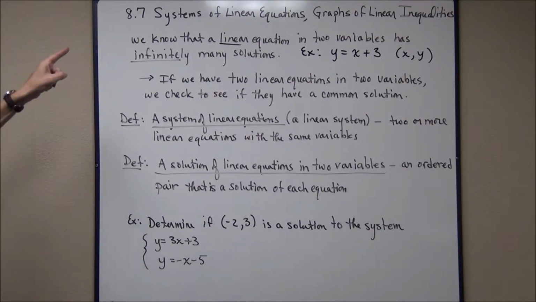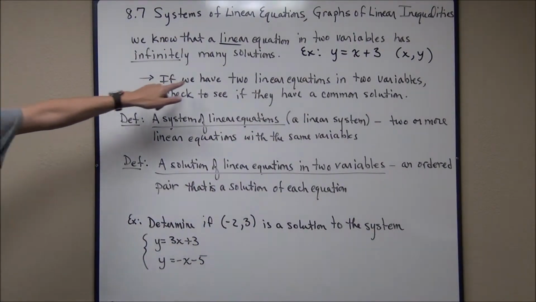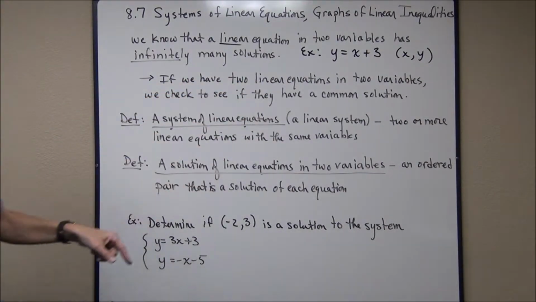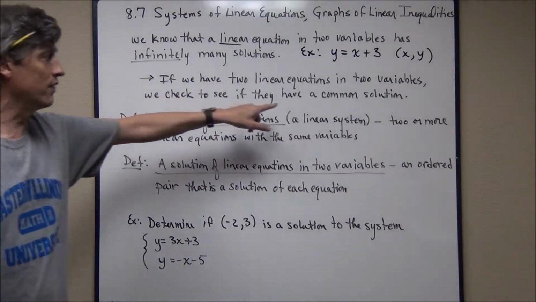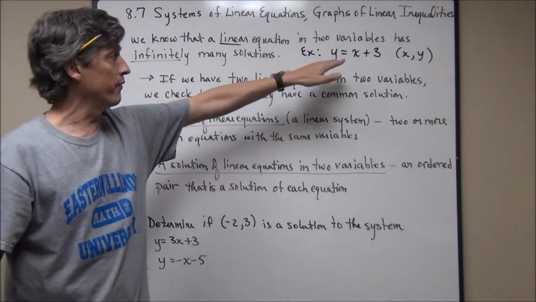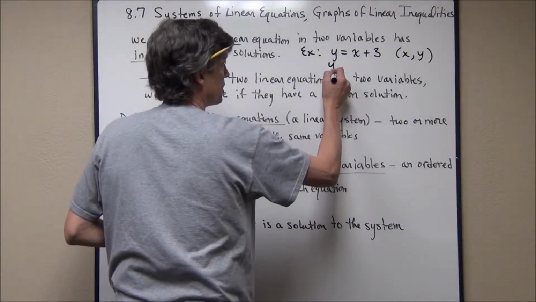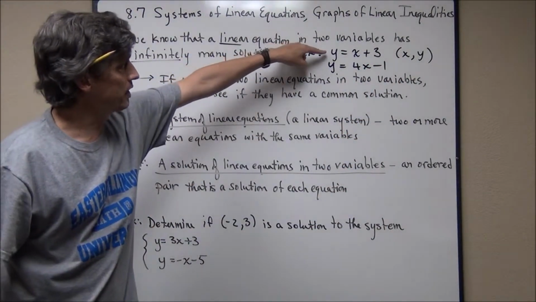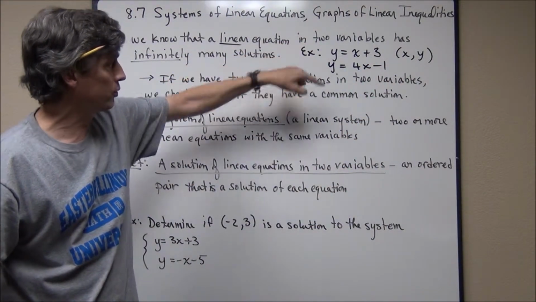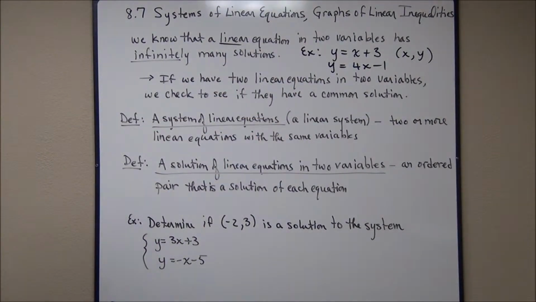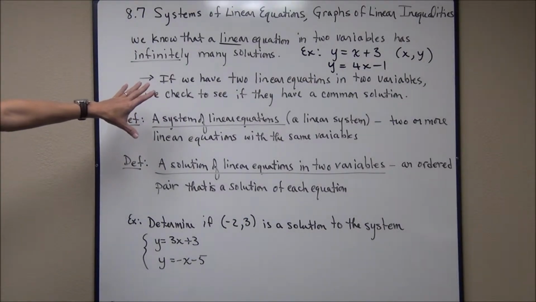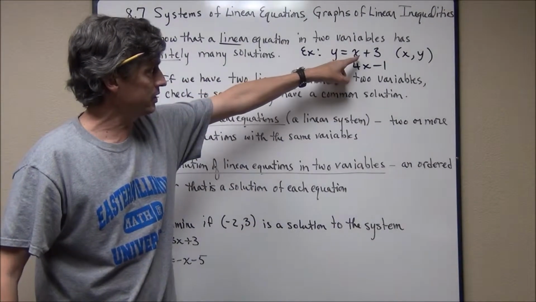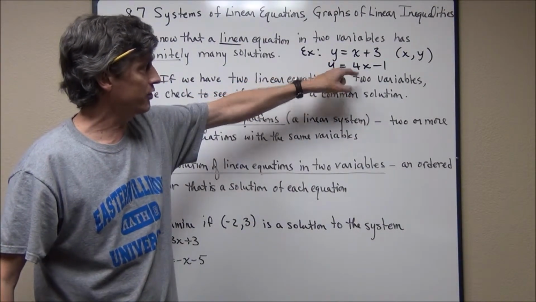Now, a system means more than one. If we have two linear equations in two variables, we're going to check to see if they have a common solution. Here's one equation, here's another one. This has infinitely many solutions, and this has infinitely many solutions. Do they have any solutions in common? Well, that's where we're going to get a couple of definitions, and then I'll try to explain that best I can. Now remember, if we graph that, this is a line. And if we graph that, this is a line.